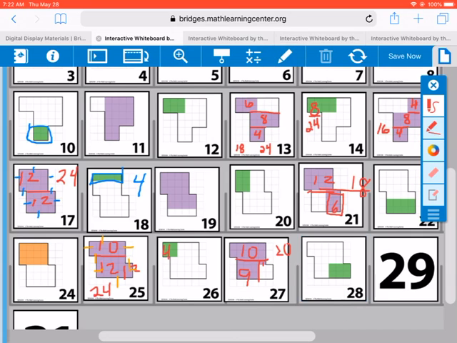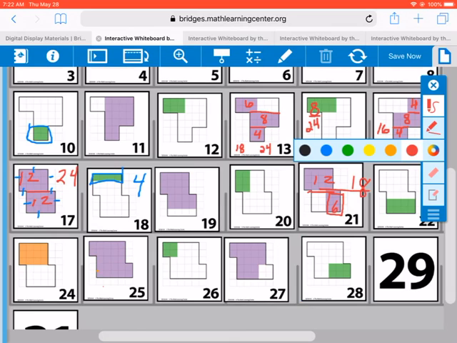And I'm just going to erase some of this. I'm going to erase this one here. I'm going to erase this one, and I'm going to erase this one. So let's talk about the fraction of the shape that is colored in on each of these.